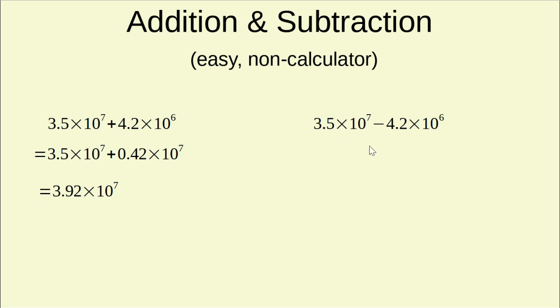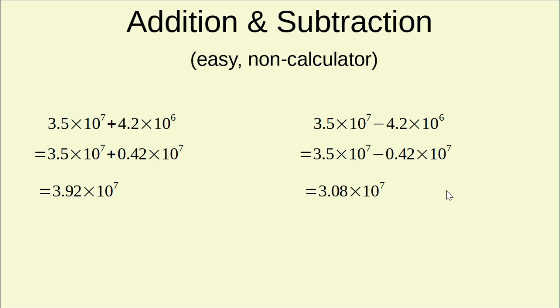Subtraction is exactly the same thing. You rewrite the smaller number so that you've got the same powers of 10, the same order of magnitude, and then we just do 3.5 minus 0.42, which is 3.08 times 10 to the 7. And it's automatically in standard form, so your answer's in standard form too.